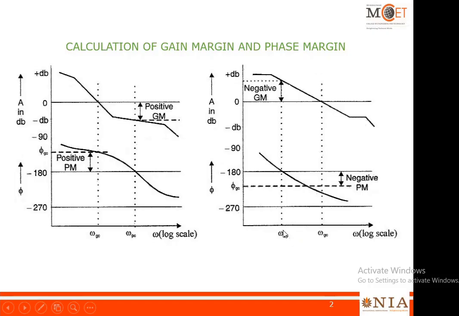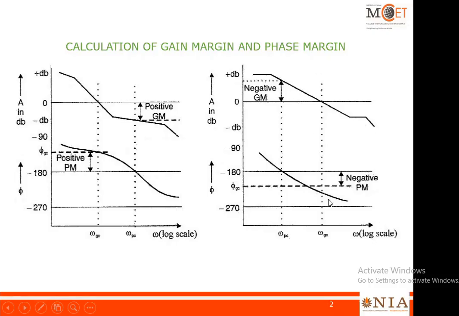Now from the phase crossover frequency, you have to see what the magnitude of the magnitude plot is corresponding to it. That is, draw a line from omega PC and hit the magnitude plot. The corresponding magnitude has to be noted. Of course, here the magnitude seems to be positive. Suppose this is 12 dB, then your gain margin is minus 12 dB. So you are getting your gain margin in negative now.